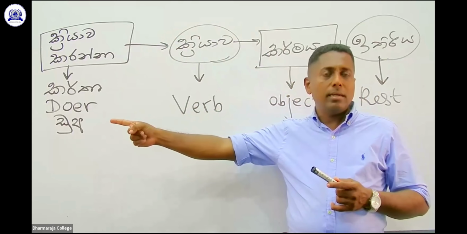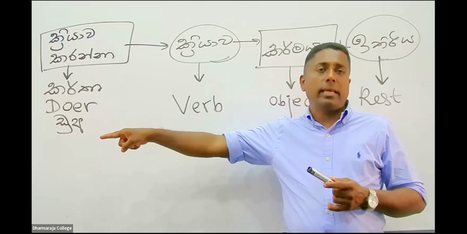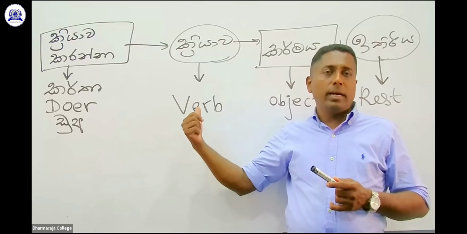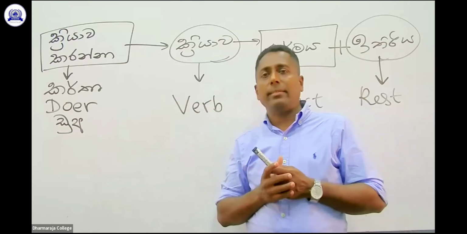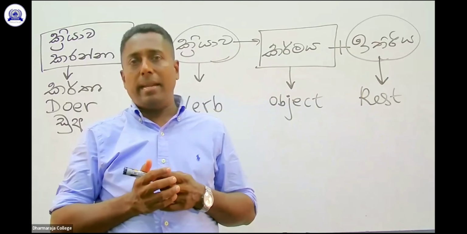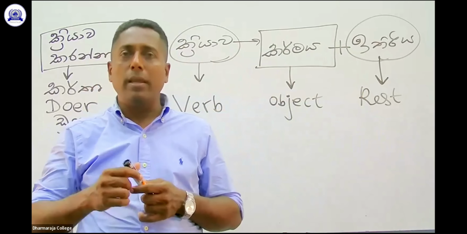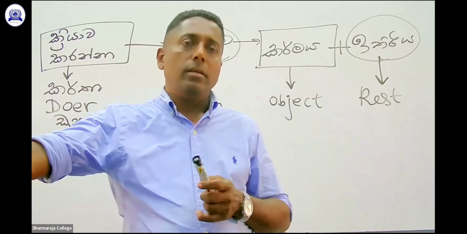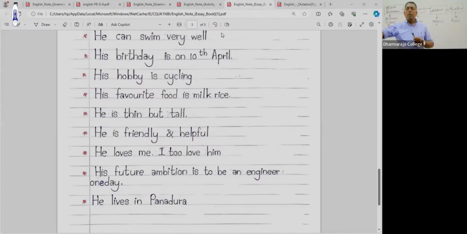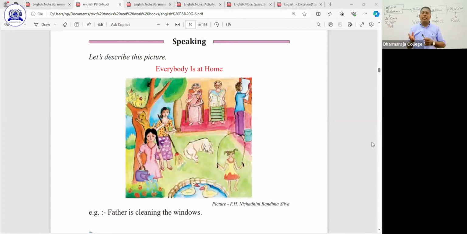The doer is the subject. Verb, object and rest. So we begin making sentences. Now here is the sentence you have to learn. What is father doing? What is father doing? Tell the sentence now.